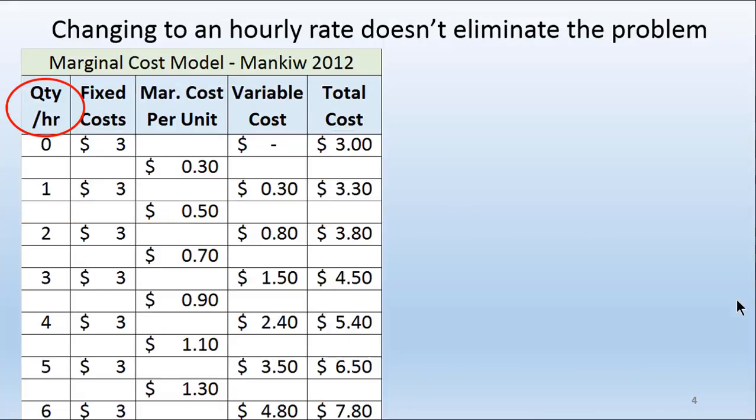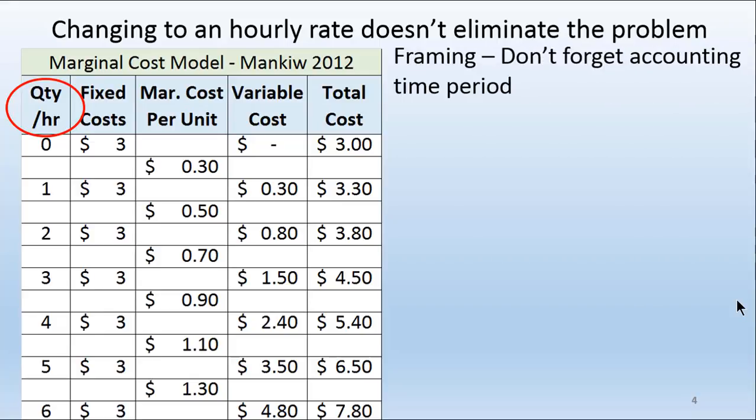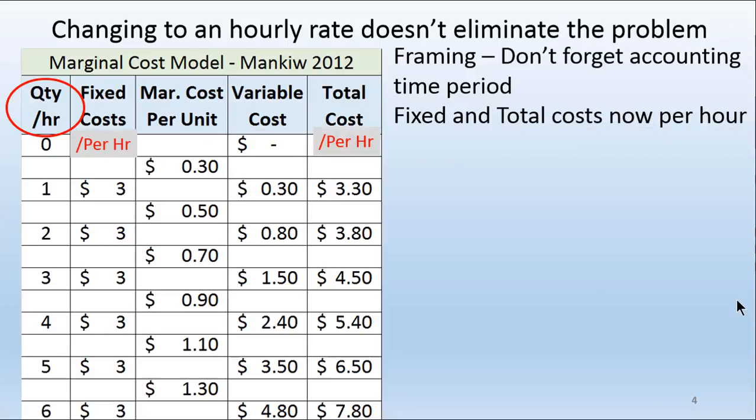Changing to an hourly rate doesn't eliminate the problem, because you still have to remember that the frame is an accounting time period. As soon as you put quantity per hour up there, your fixed costs and your total costs are now per hour, and the time frame for your model is hourly. It's not monthly anymore, it's hourly.